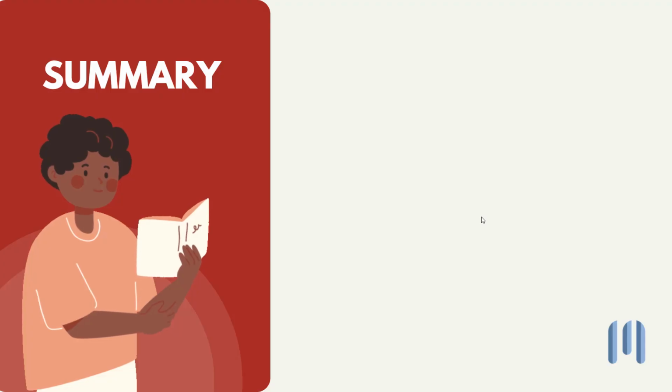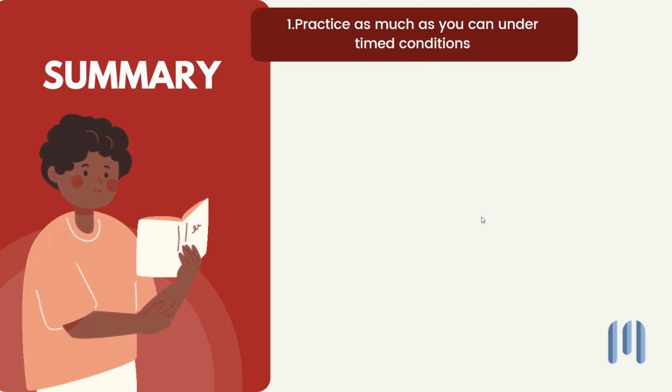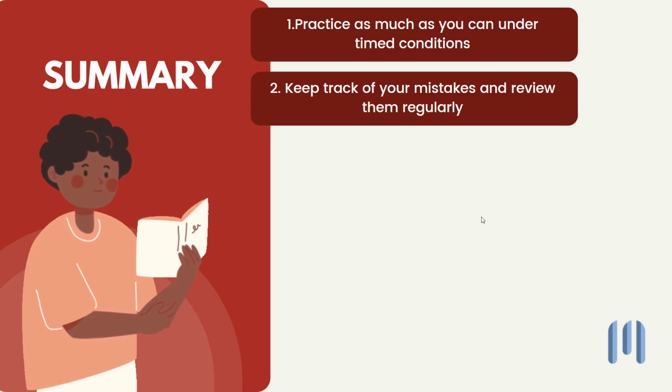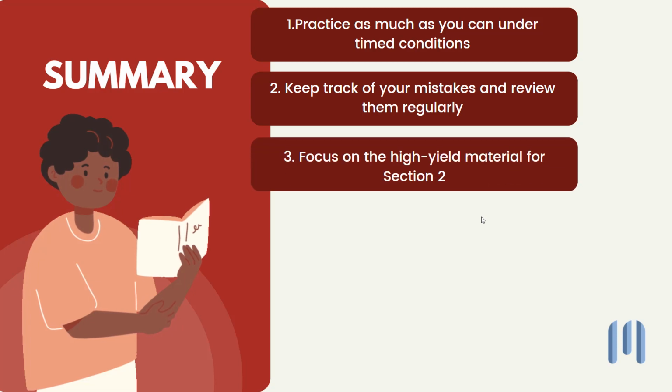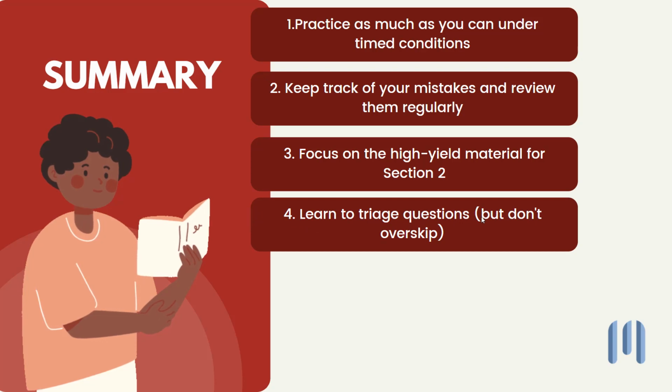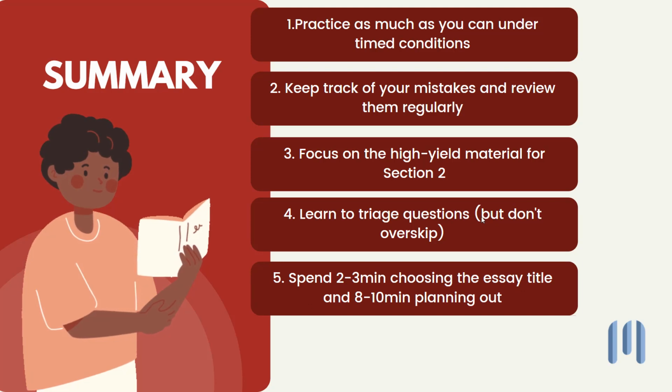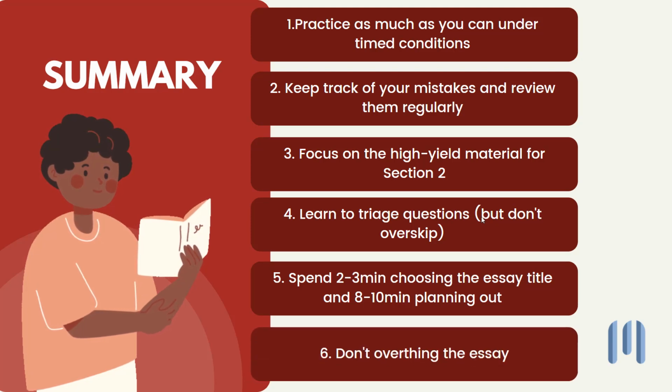So in summary, first of all, practice under timed conditions as many past papers as you can. Second of all, keep track of your mistakes and review them regularly. Number 3, focus on the high yield material for section 2. 4, learn to triage the questions, but at the same time don't overskip. Number 5, for your section 3, remember to spend 2 to 3 minutes choosing the question and then the next 8 to 10 minutes brainstorming ideas and planning out your essay. And lastly, don't overthink the essay. It doesn't have to be anything super sophisticated. Try to aim for a well-structured short piece of writing.